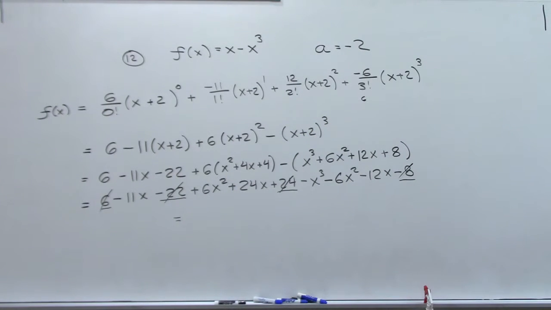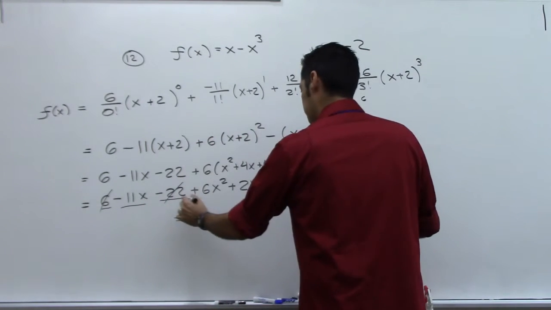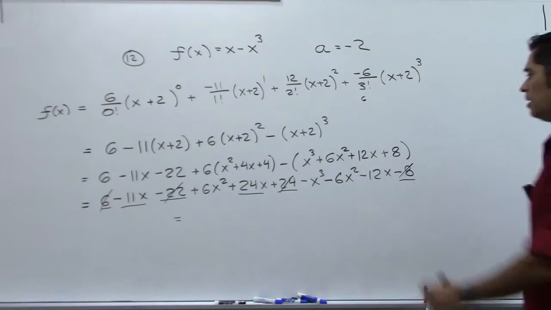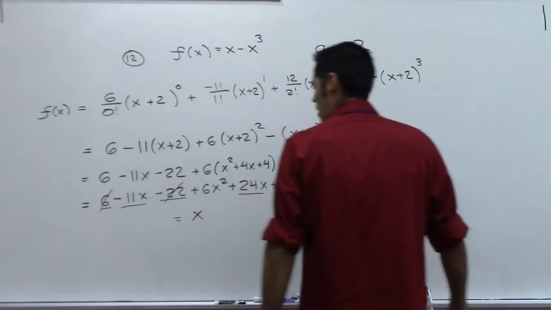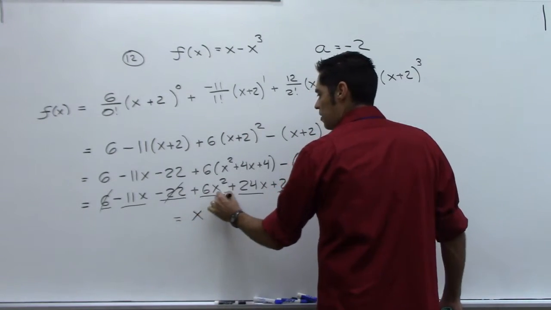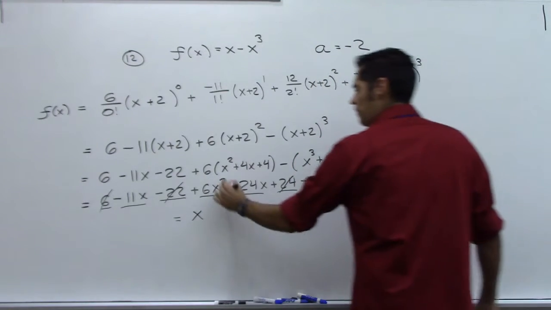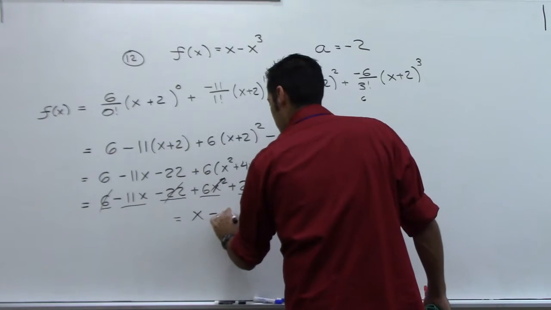Now let's look at my x's. Where are my x's? Okay, I've got negative 11x and 24x. So that's going to be 13x. And then take away 12x, that just leaves me 1x. And then let's look at my x squared. 6x squared and negative 6x squared, they're gone. And then my x cubed, I have minus x cubed, that's all I have.